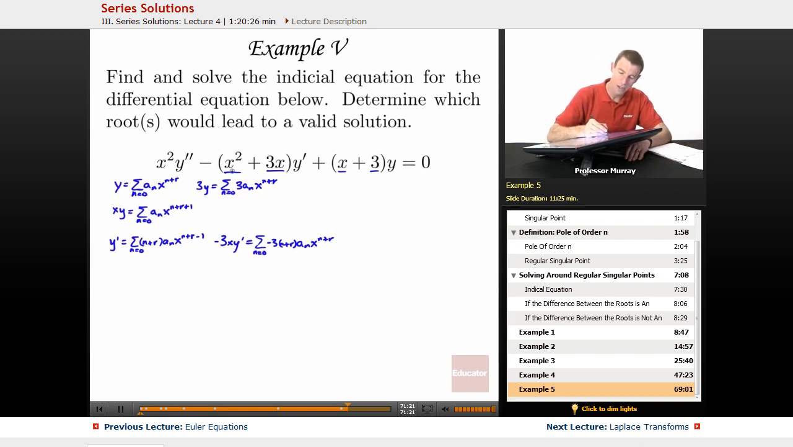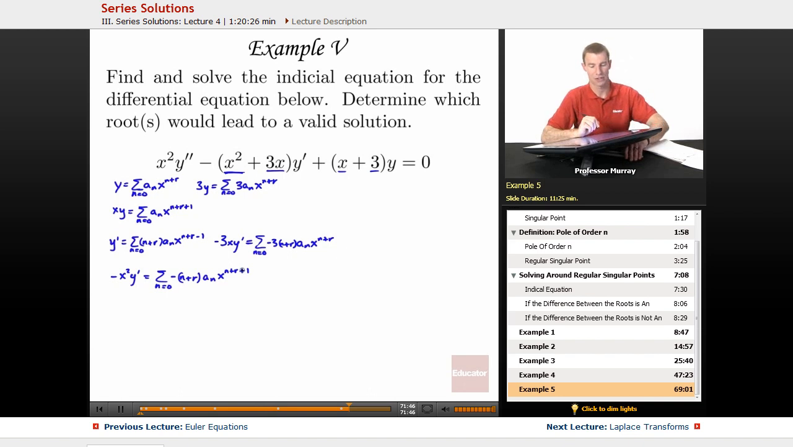And I'll also have to deal with a negative x squared y prime. So negative x squared y prime would be the sum from n equals 0 of negative n plus r, a_n. Now the x squared is going to bump it up from x to the n plus r minus 1 to x to the n plus r plus 1. So that's our negative x squared y prime.